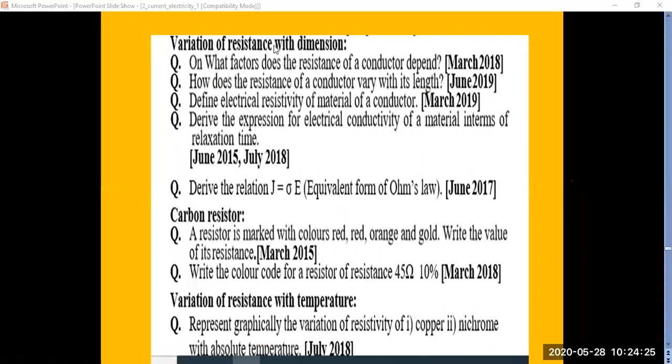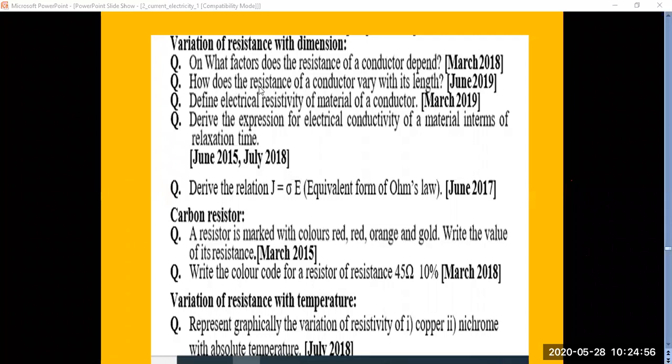How does the resistance vary with dimension? First question on this is, on what factors does the resistance of a conductor depend? So there are 4 factors: length of the conductor, area of cross section, material of the conductor, and the temperature. These are the 4 terms on which it depends.